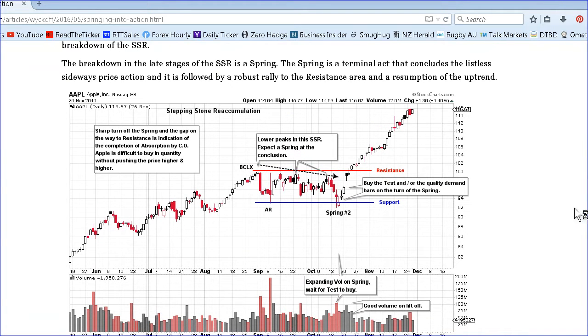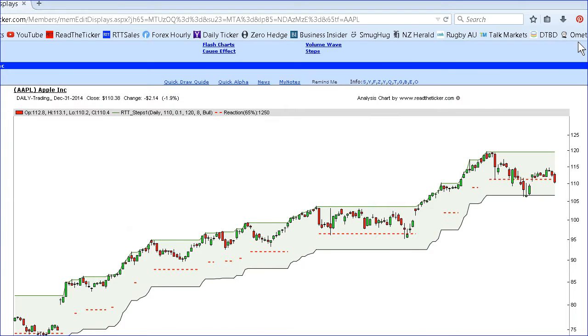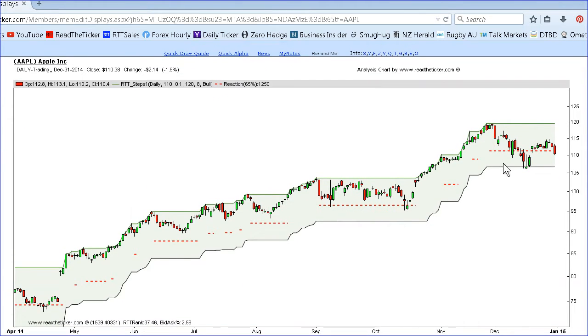Now, I just wanted to show off how RTT, readtheticker.com, via its technical tool called RTT Steps, can help find patterns like this within the market. So we go to the website, readtheticker.com. Here we have the same Apple Inc. chart, and here's the pattern that Bruce has demonstrated. Once again, the indicator you see on is called RTT Steps. The setting is 110 daily, 110.1, 128 bull, with a reaction line of 65%. So this was 2014.